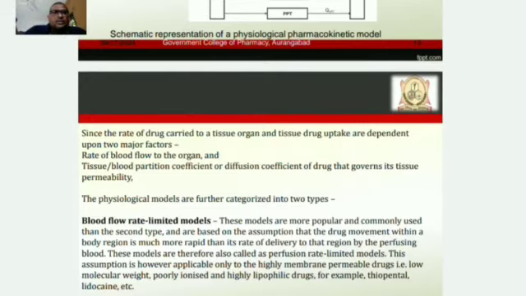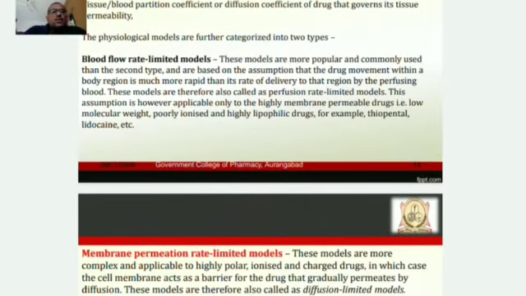So physiological models are further characterized into two types, the first being the blood flow limited model. These models are more popular and commonly used than the second type, and are based on the assumption that the drug movement within the body region is much more rapid than its rate of delivery to that region by the perfusion blood. These models are therefore called perfusion rate limited models. This assumption is however applicable only to highly membrane permeable drugs, drugs showing the characteristics of low molecular weight, poorly ionized, highly lipophilic drugs.